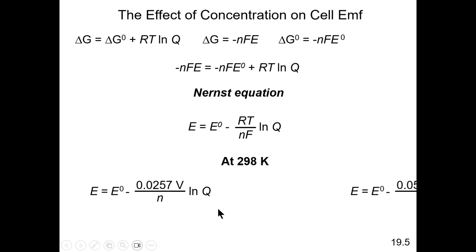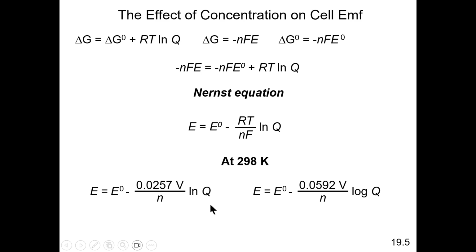Another way of expressing it is this way right here, where if instead of natural log, you use log to the base 10, then you're going to get a different value for the constant here, 0.0592 volts. Everything else would be the same, all right?